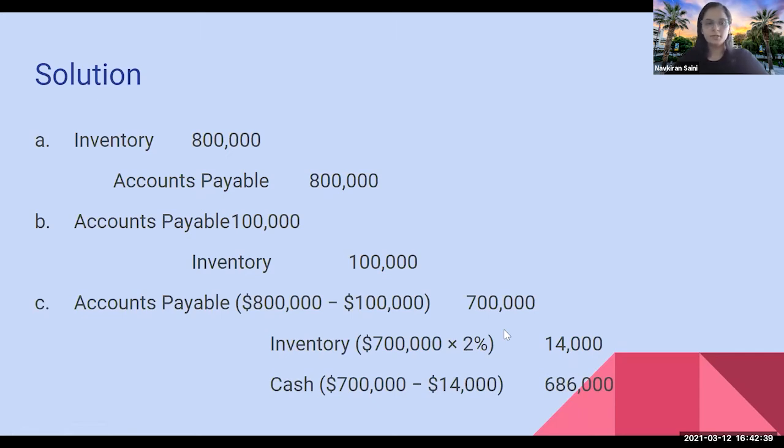So this is how we record purchase and purchase returns under perpetual inventory system. The important thing to remember here is to calculate this balance, 700,000. You're not going to apply the 2% discount on the whole amount, but on the net purchase, 800,000 minus 100,000 returns, to get the actual payable due. And then see if it is within the discount period, within 10 days or whatever the credit terms are for your supplier.